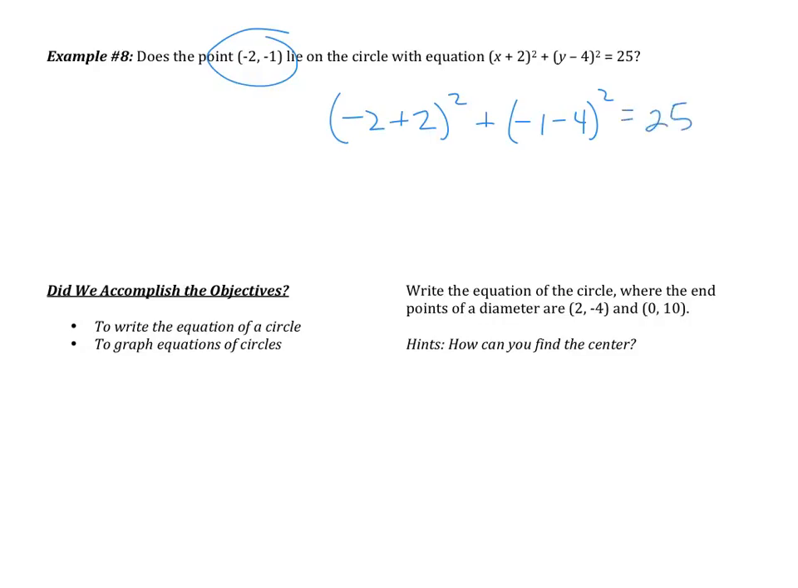Well, negative 2 plus 2 is 0. Squared is 0. So negative 1 minus 4 is negative 5. And then negative 5 squared is 25. So 0 plus 25 equals 25. Check, it works. That means yes, it is on the circle.